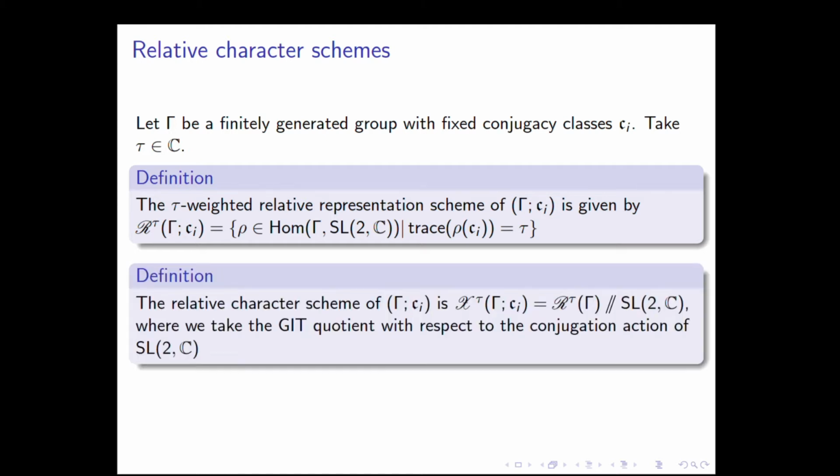And once again, we can form the GIT quotient with respect to the SL2C action by conjugation to form the relative character scheme, the tau-weighted relative character scheme. And we will also, as before, mainly be concerned with the locus of characters of irreducible representations, chi tau irr of gamma.